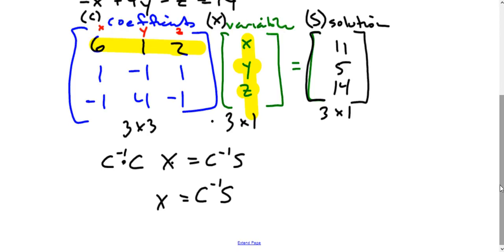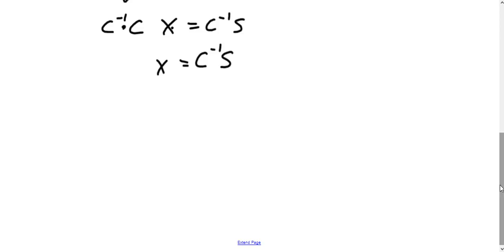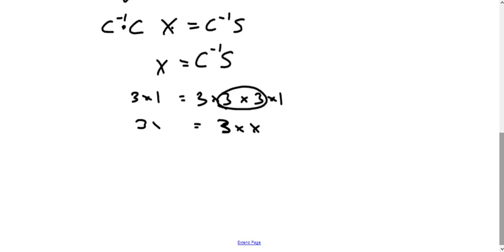All right, so essentially, what we're going to get is this 3 by 3 inverse matrix times a 3 by 1, and then we have this 3 by 1 here. If you notice, we will get a 3 by 1 matrix, and that is our solution. So how do you do this?